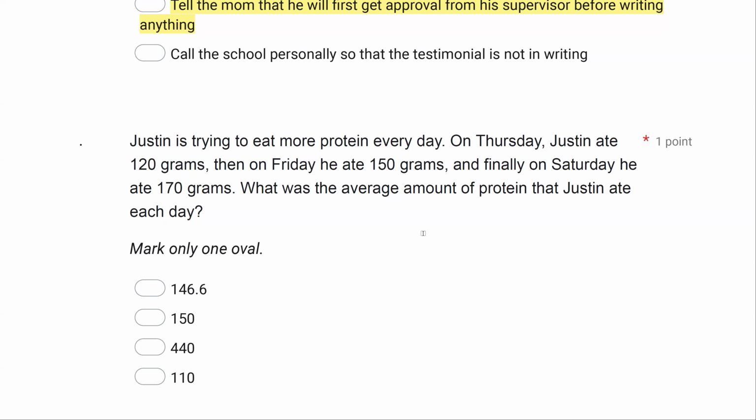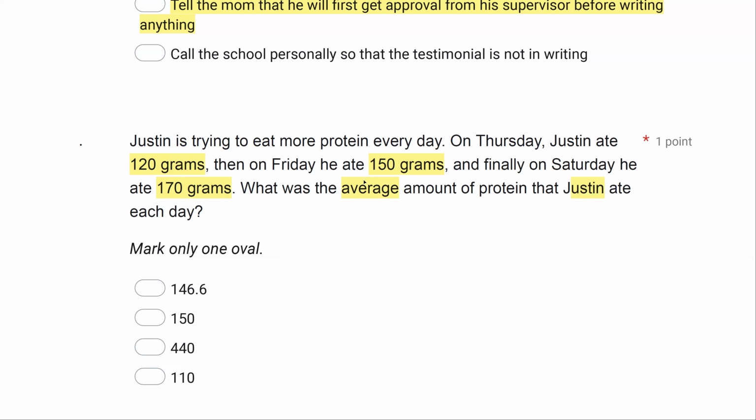This looks like a math question. Don't panic. You have to know totals and you want to know averages because you might have to average some of your measurements. How do we find an average? Well, in this question, we're going to look at what measurements we have so far. So far, we have 120 grams, 150 grams, 170 grams. We want to know the average that Justin ate each day. So how many days do we have?